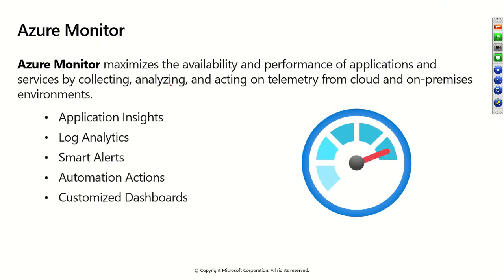Azure Monitor. What can you do with Monitor? Monitor can help you to maximize availability and performance of your application. And how does it do it? Azure Monitor collects, analyzes, and it can act on your behalf when it gets any information from cloud or from on-premise. So from your on-premise, you can be sending information to Azure to monitor for you. From the resources you already have in the cloud, you can also send information into Azure Monitor.